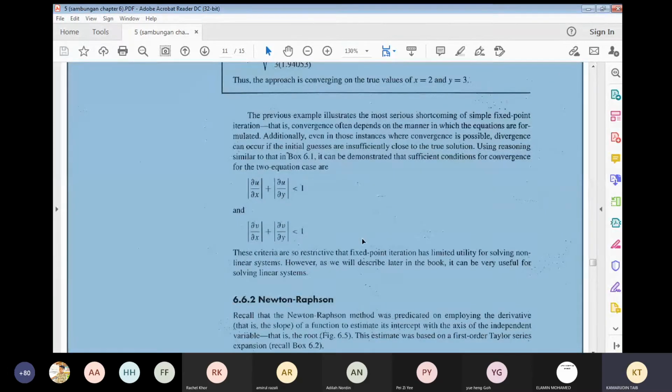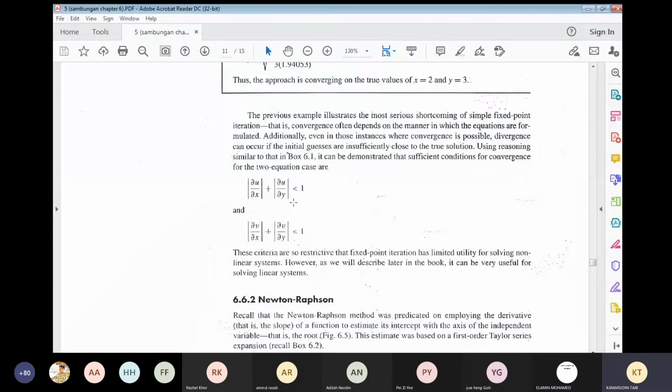So this is the partial derivative of u with respect to x and the partial derivative of v with respect to y. You know how to take partial derivatives. You check with this equation, and if both fulfill the requirement of being less than 1, then all the sufficient conditions are fulfilled for the function to converge.